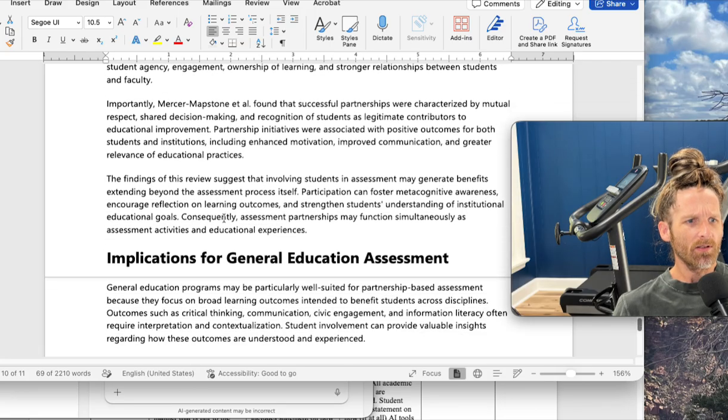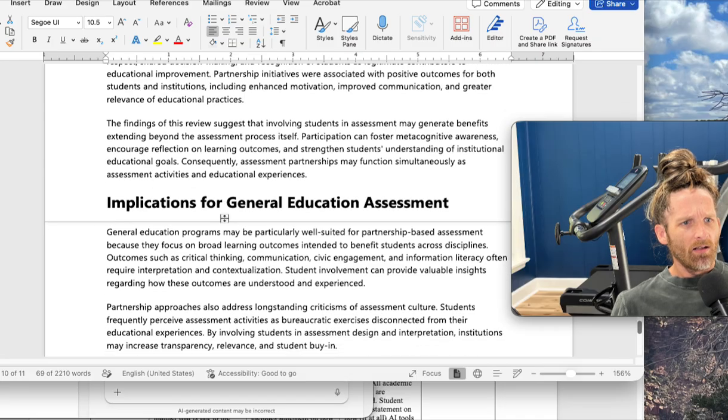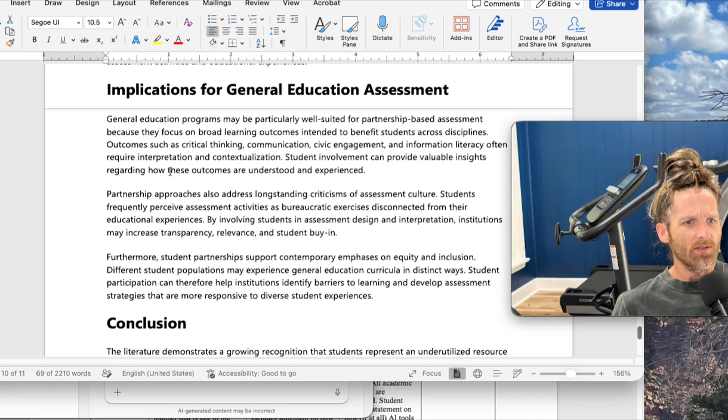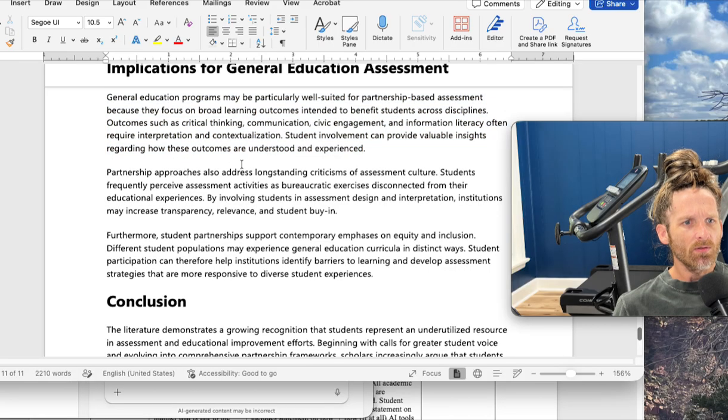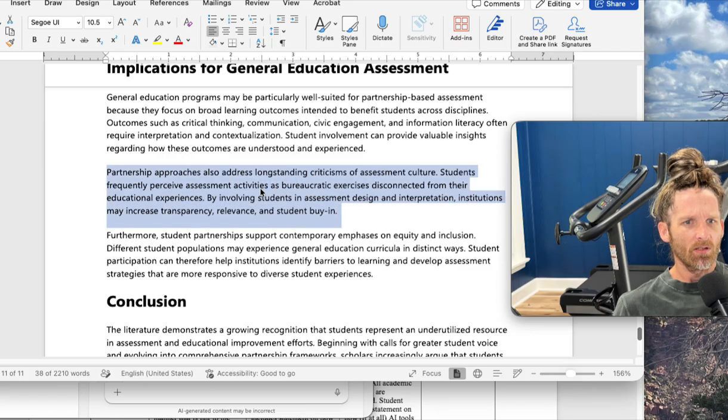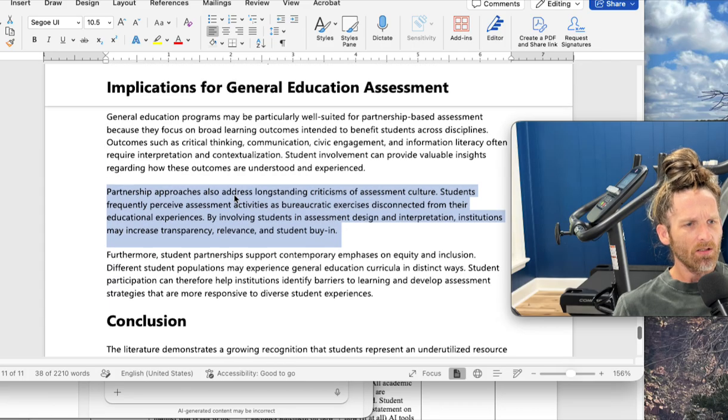Evidence for students as partner literature. Implications for gen ed assessment. Let's see if there's any practical suggestions. Partnership. Students would be uniquely well-suited. Outcomes. Student involvement can provide valuable insights. So all vague bullshit. Partnership approaches also address long-standing criticisms. Assessment culture. Okay, yeah, it'll be a contrarian perspective, but it doesn't tell me how to do it.